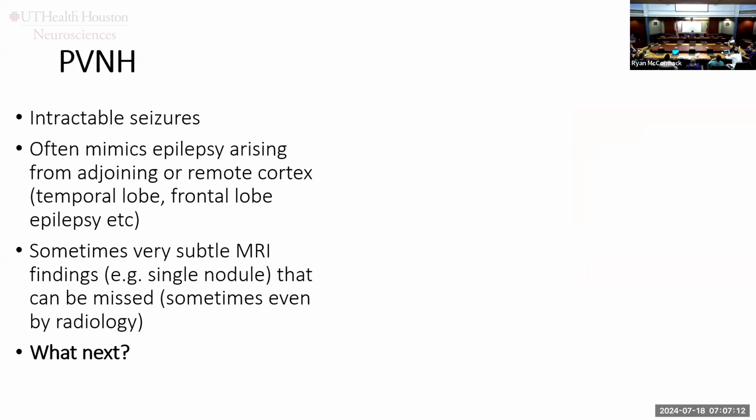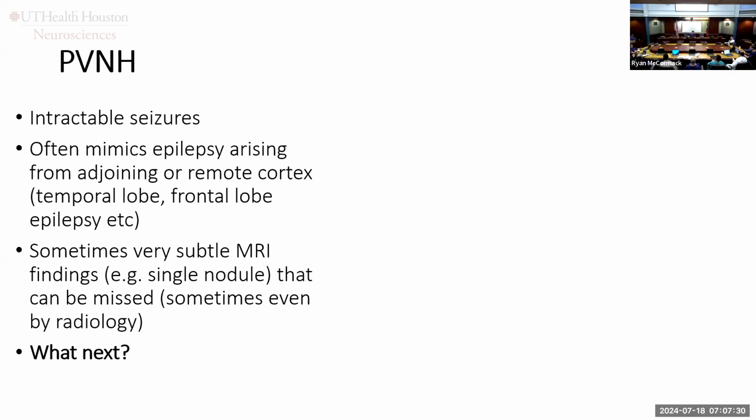So PVNH, like I said before, consists of intractable seizures. It often mimics epilepsy from the adjoining or remote cortex. And sometimes there are very subtle MRI findings, so just a single one of those small nodules can be missed, sometimes even by our radiologists.